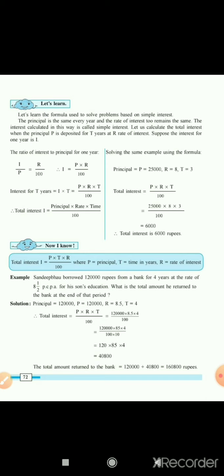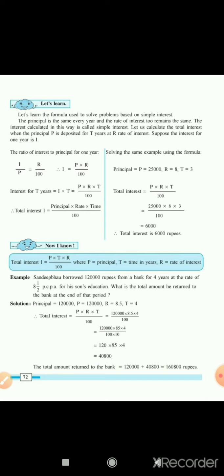Now, let's go to the next example. Sandeep Bhau borrowed 1,20,000 rupees from a bank for 4 years at the rate of 8.5 percent per annum for his son's education. What is the total amount he returned to the bank at the end of that period? Now, solution. Principal P is 1,20,000, R, that is rate, is 8.5, and T is equal to 4, time.